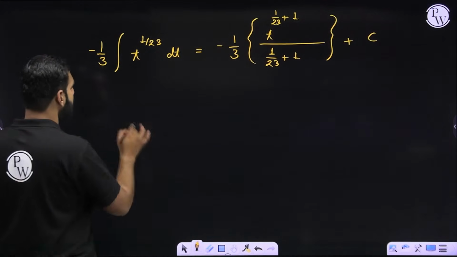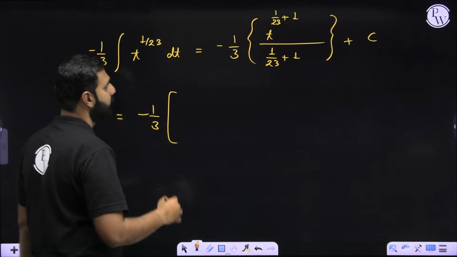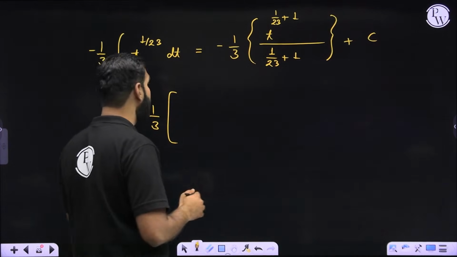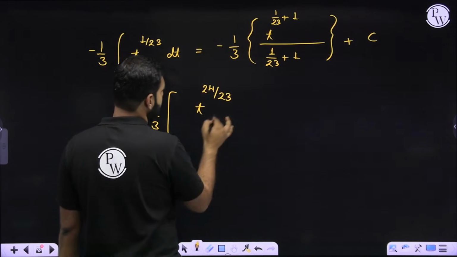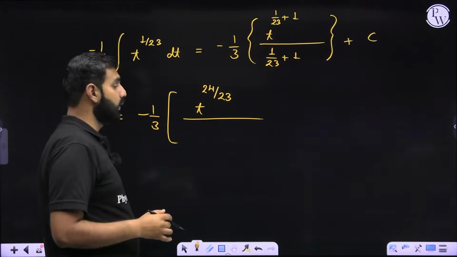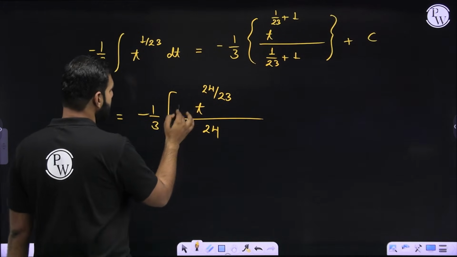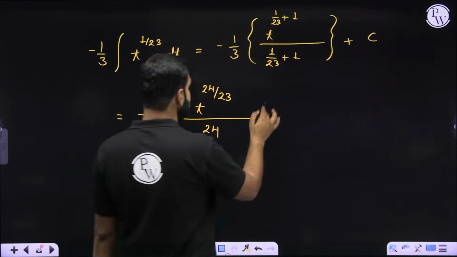So here, if I simplify this, it will be minus 1 by 3 times the whole of t to the power 1 by 23 plus 1. It is basically 24 by 23. So this is t to the power 24 by 23 divided by, again, 24 by 23. So I'll keep this 24 here, but that 23 goes here. So this 23 goes here. I hope there is no confusion on that. And plus c is also going to be there.